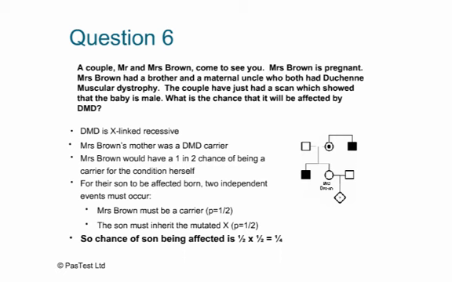The other is that even if she were a carrier, there's still only a 1 in 2 chance that the son would inherit the mutated X, because remember, Mrs. Brown, like all women, has 2 X chromosomes. One normal one, which she'll have inherited from her father, and one which she'll have inherited from her mother, and she will then pass on one or other of those X chromosomes to her son. So the chance of a son being affected is 1 in 2 times 1 in 2, or a total chance of 1 in 4. So the answer to this question is 1 chance in 4.